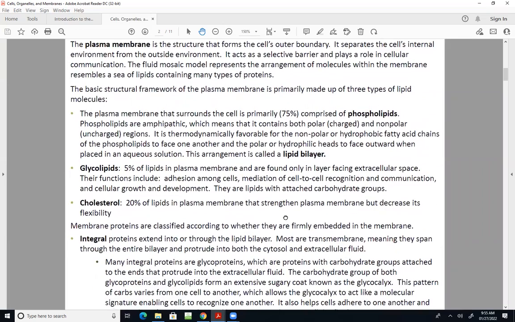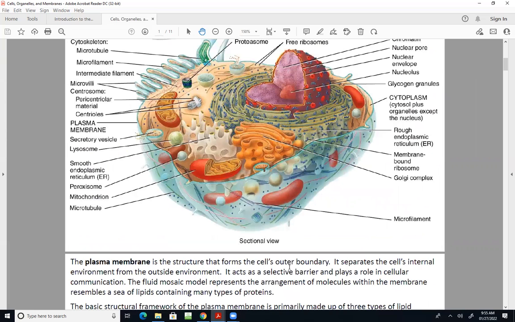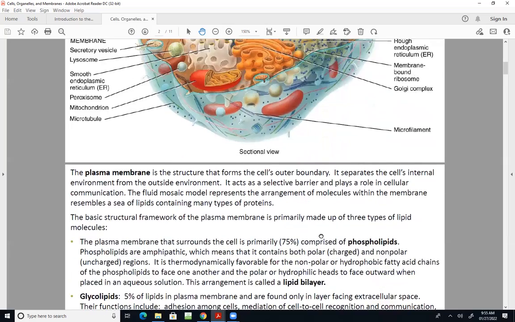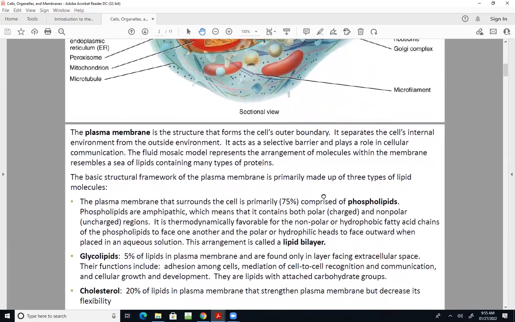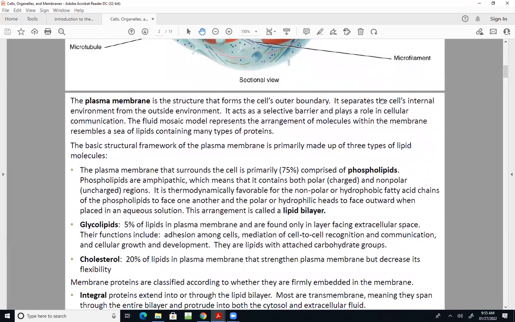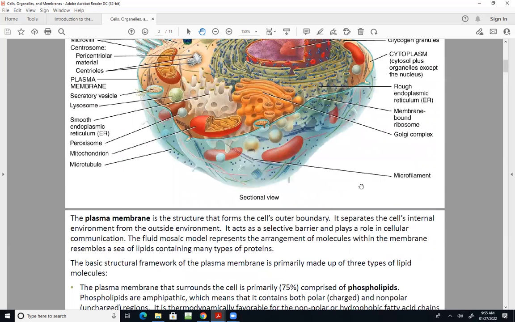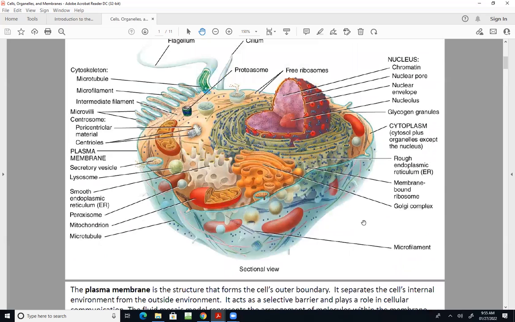Okay, the plasma membrane is a structure that forms the cell's outer boundary, shown here on the previous page with this translucent-ish blue in our picture. It's the outside structure of a cell. It separates the cell's internal environment from the outside environment. When I say internal environment, I mean what's on the inside versus the external environment, our outside environment. What's outside of it.